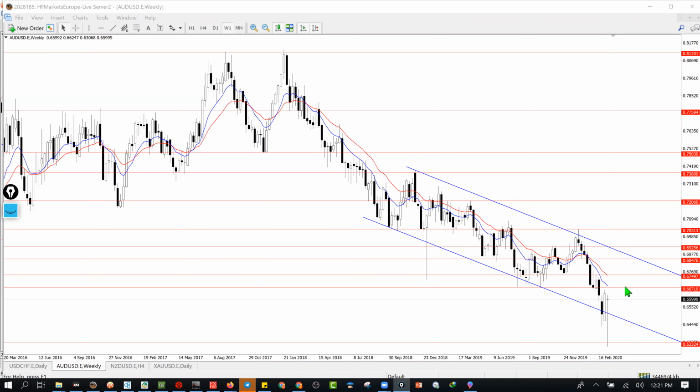A daily close above this key level right here, that is at 0.66719, is going to give us a signal of what the bulls are actually trying to do.